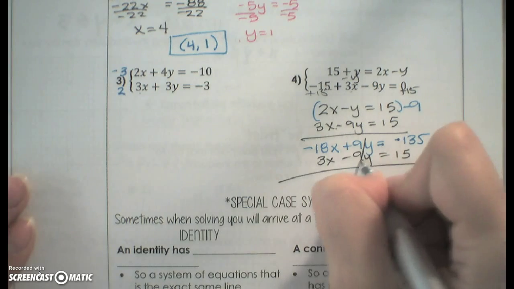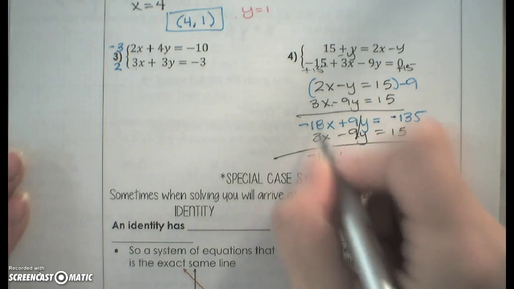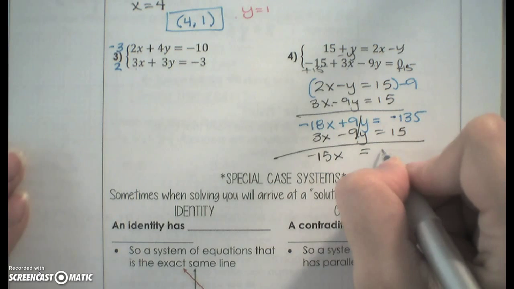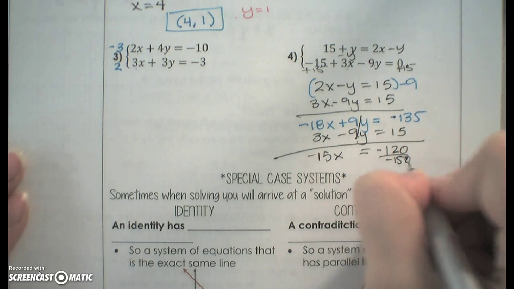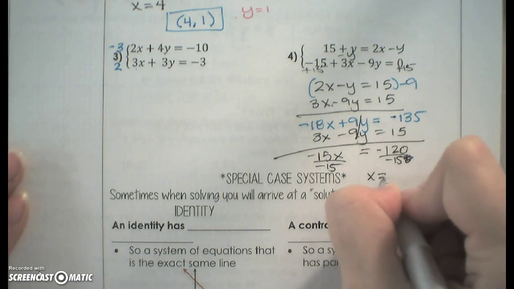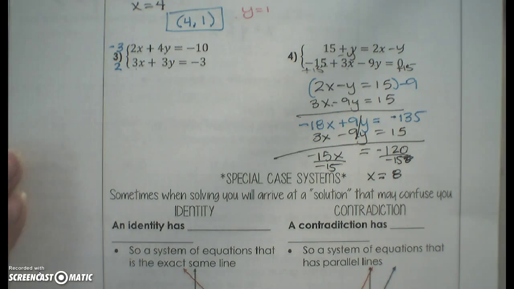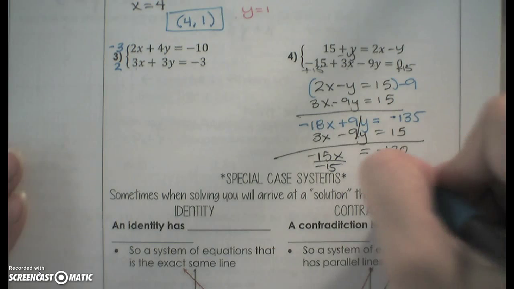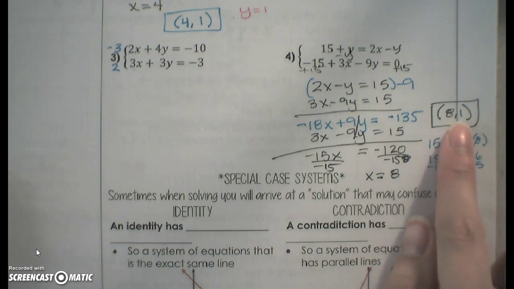All right, so now those y's are going to cancel. We're going to combine vertically, and that's going to give me negative 120. Divide by negative 15. Oops, just negative 15. And x is going to equal 8. All right, we're going to plug in 8 for x. All right, so here it is plugged in. We get 8, 1.